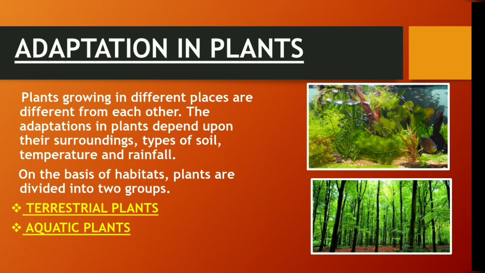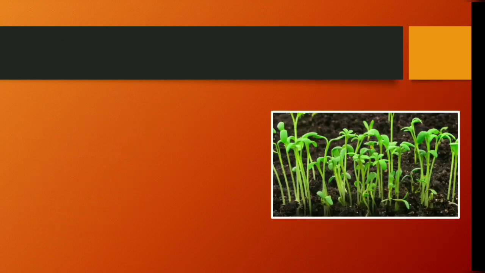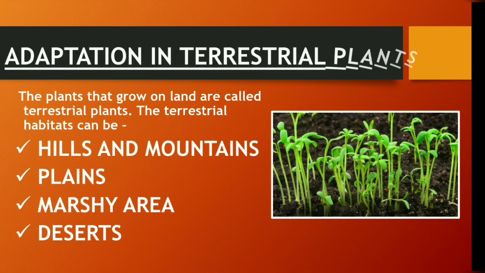Firstly, we'll read about the adaptations in terrestrial plants. Now what is the meaning of terrestrial plants? The plants that grow on land are called terrestrial plants. Now on land also they are growing in different places. Some plants grow on hills and mountains, some in plains, some in marshy areas and some in deserts. So now we'll read about each and every category in detail. Firstly, we'll read about the adaptation in plants of hilly and mountain areas.